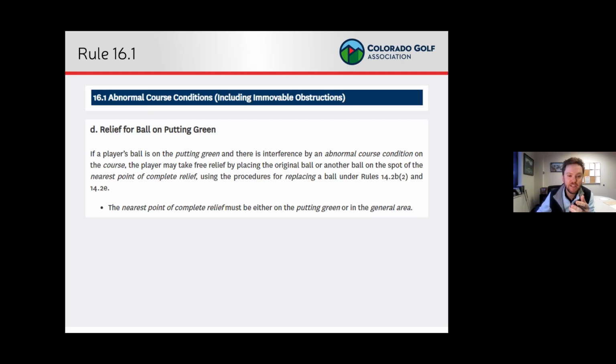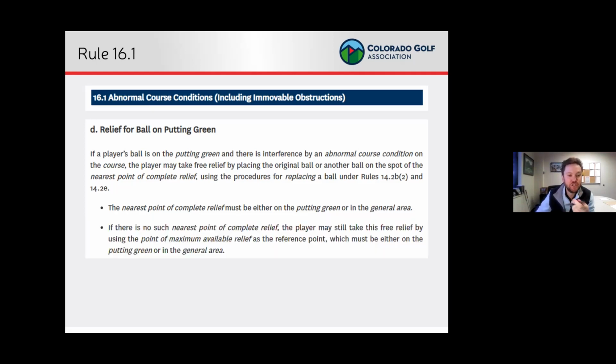So if your line of play is wide enough, you might have to be placing it off the putting green. You're not relegated to on the putting green. It's which place is nearer. And if there is no such point of complete relief, the player may still take this relief by using the point of maximum available relief as a reference point, which must be either on the putting green or in the general area. So this could be if the hole is surrounded by temporary water, A, we'd probably not be playing, and if it's a tournament, we'd probably suspend in that case.